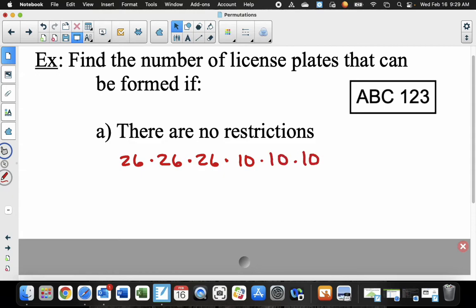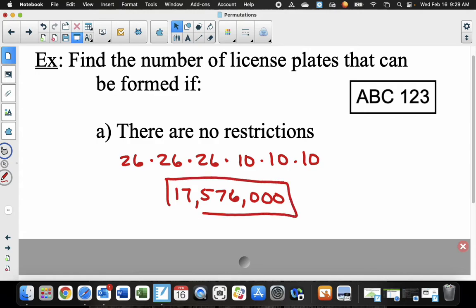Get an answer for me if you would. Type that into your calculator. Tell me what you get. If there's no restrictions, and this is how our license plates are arranged, how many total possibilities do we have? It's a big number. 17,576,000. You have 17,576,000 different combinations of license plate you could come up with. Which turns out, by the way, one of the reasons why they added a number, wasn't enough.